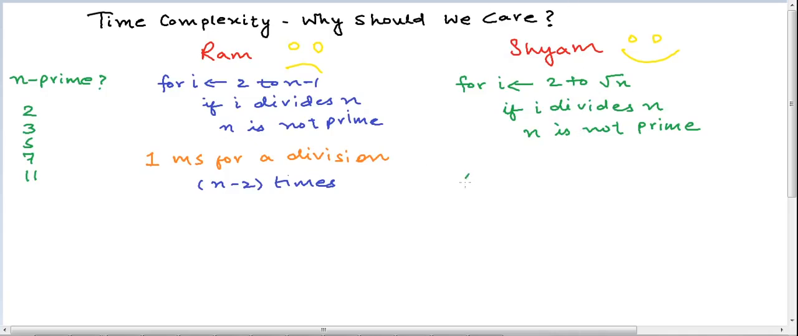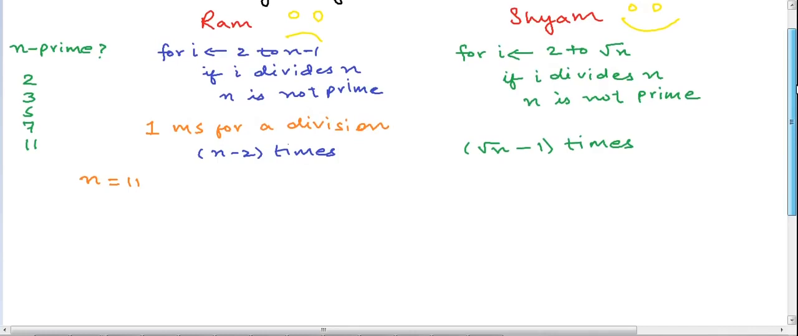However, for Shyam, in the worst case, he will perform exactly square root of n minus 1 times the division. Let's pick up various values of n and see what is the time taken by these programs. We'll pick up a small n first. n is equal to 11 and 11 is a prime number, so for Ram the loop will run starting 2 all the way till 10, so this will take exactly 11 minus 2 milliseconds, which is 9 milliseconds.